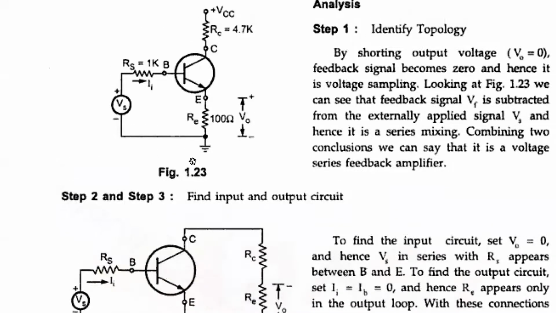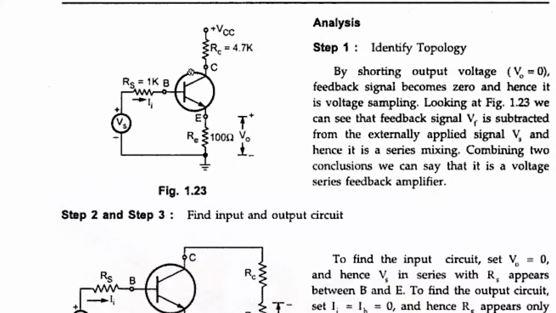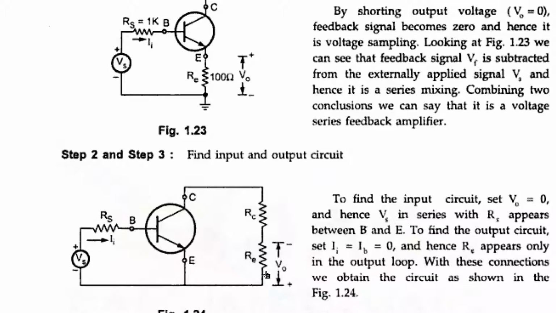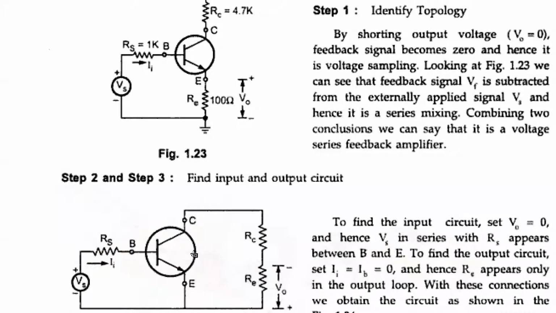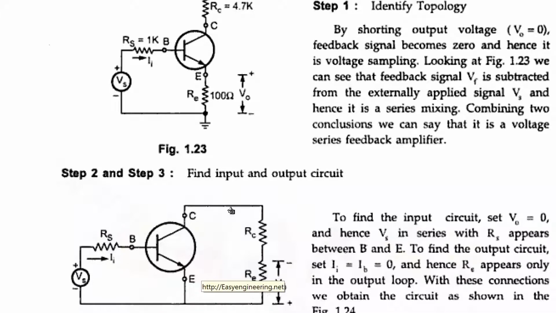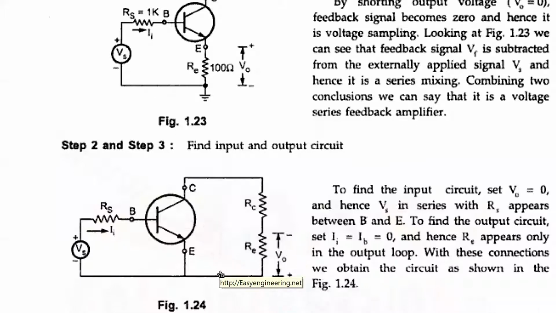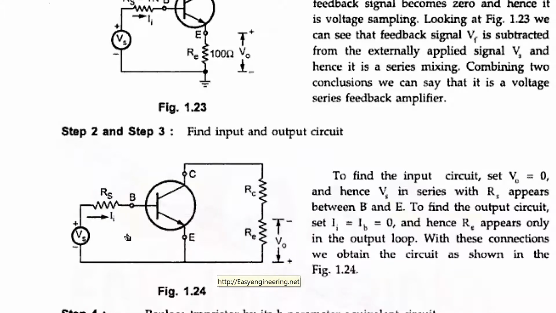Okay, so the output circuit will be the transistor with RC and RE in series. RC, RE in series. The transistor is there, collector and emitter. So what we did: we found the input circuit, we found the output circuit, and we joined them. Now you analyze this and find the gain.